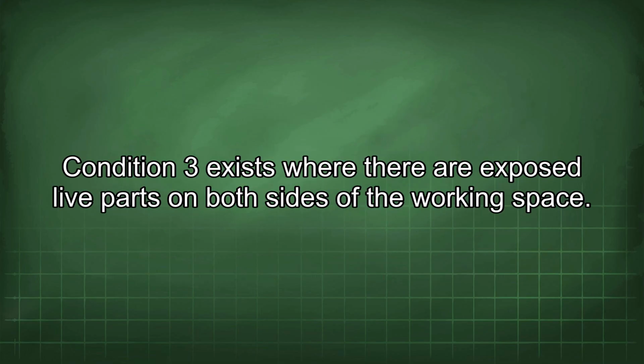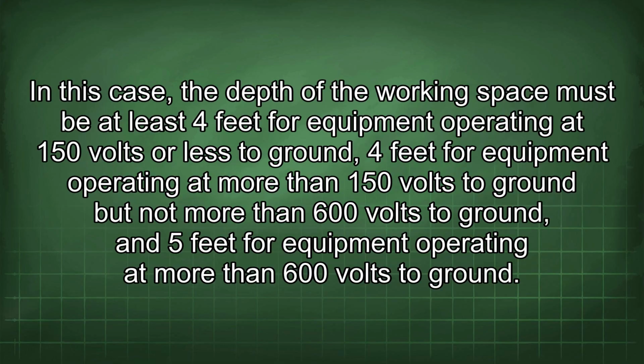Condition 3 exists where there are exposed live parts on both sides of the working space. In this case, the depth of the working space must be at least 4 feet for equipment operating at 150 volts or less to ground, 4 feet for equipment operating at more than 150 volts to ground, but not more than 600 volts to ground, and 5 feet for equipment operating at more than 600 volts to ground.